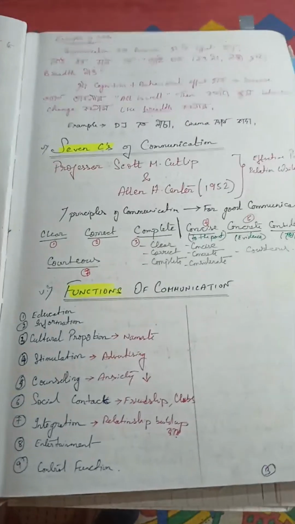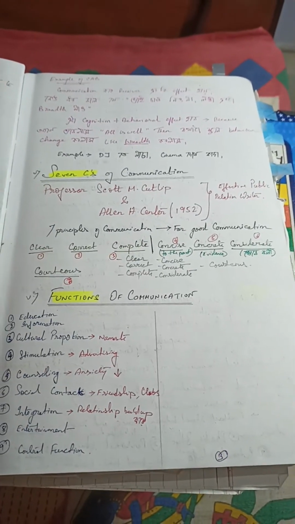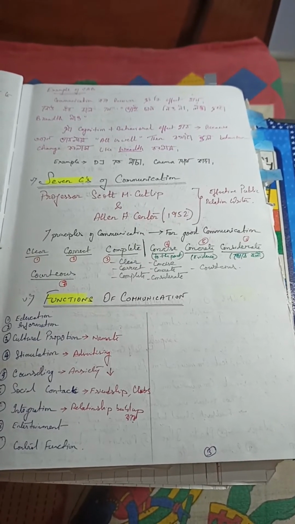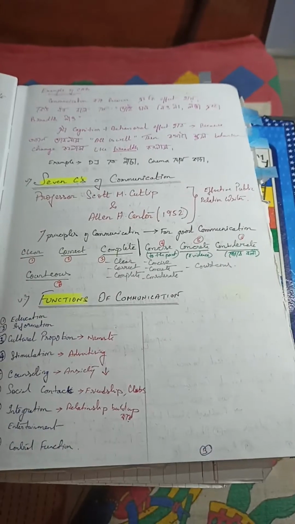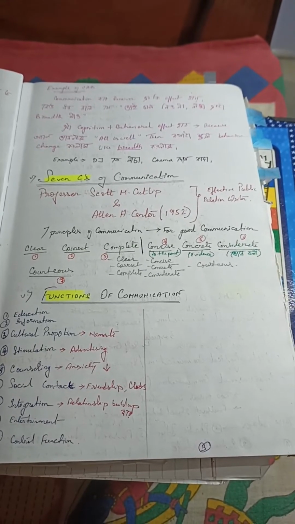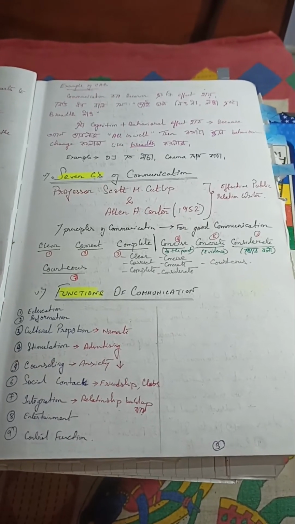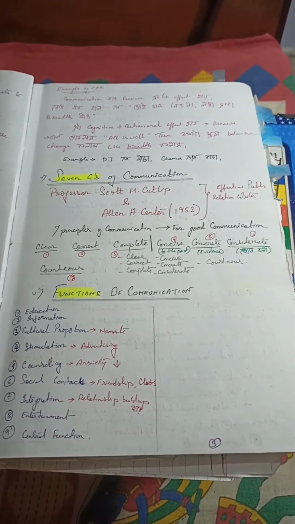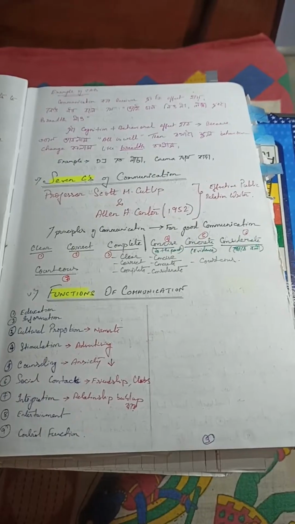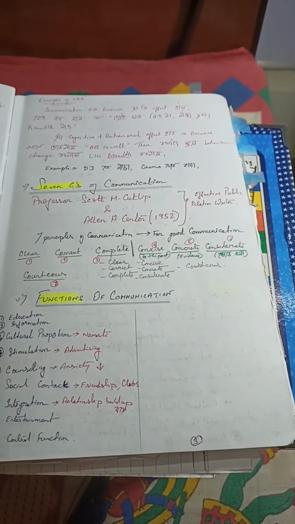Now moving on, we have the 7 C's of communication. Very important: clear, correct, complete, concise, concrete, considerate, courteous. Direct questions are asked from these 7 C's of communication. Professor Scott M. Cutlip and Allen H. Center in 1952 stated them, they are from peer practitioners. I repeat: clear, correct, complete, concise, concrete, considerate, courteous.